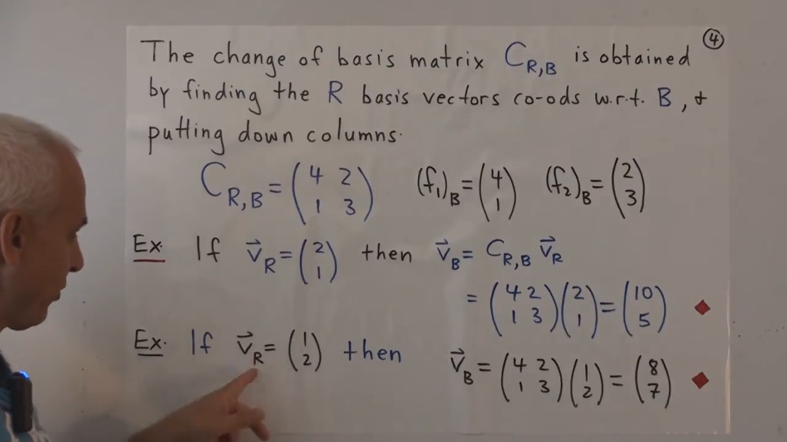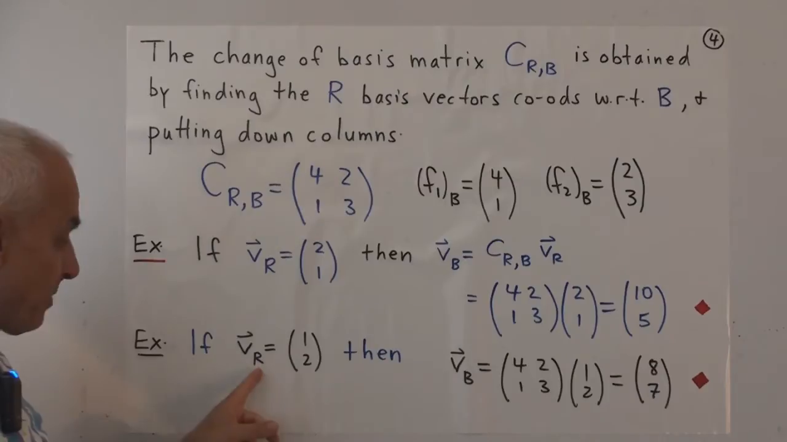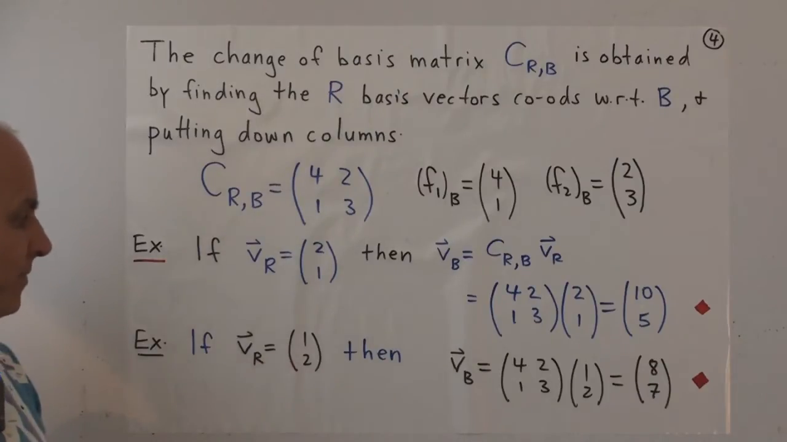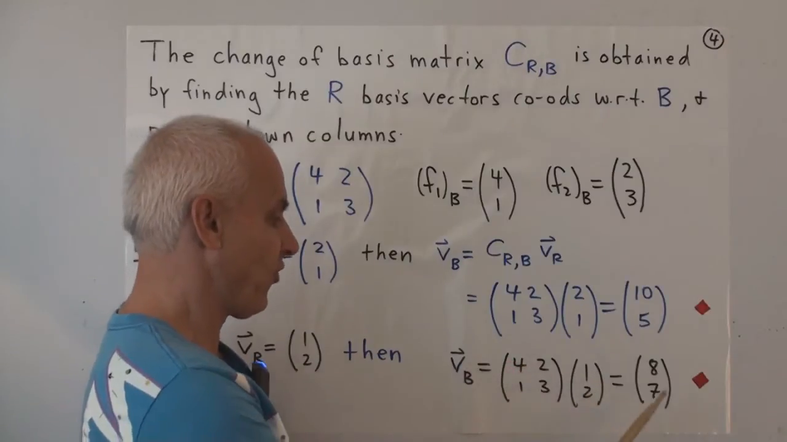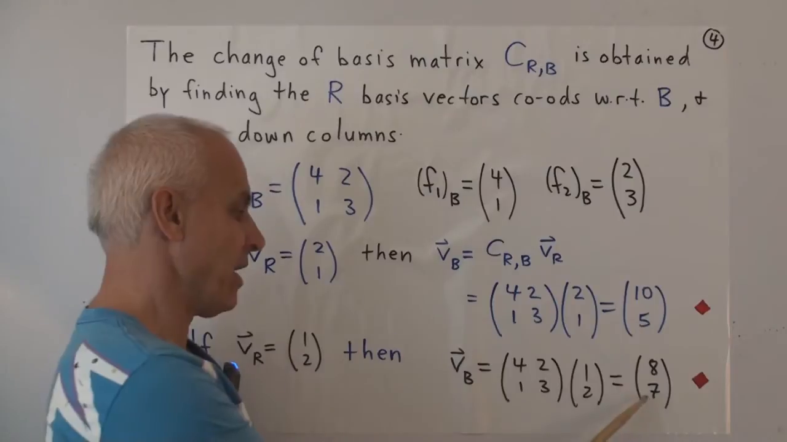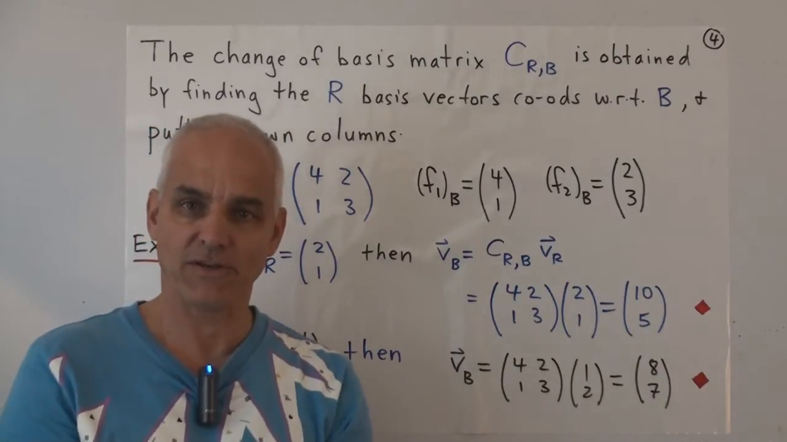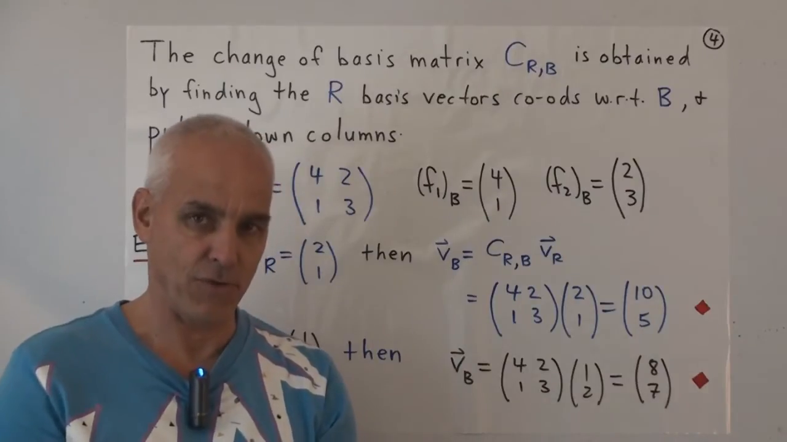There was also a second example, which was U in the original problem, and its coordinate vector with respect to Rachel was 1, 2. And we could plug that into the formula. We get 4 plus 4 is 8, and 1 plus 6 is 7. So that's how we get Bob's coordinate vector for U from Rachel's coordinate vector for U.